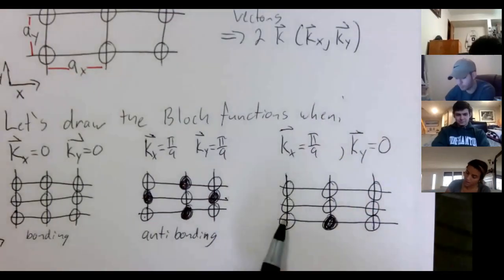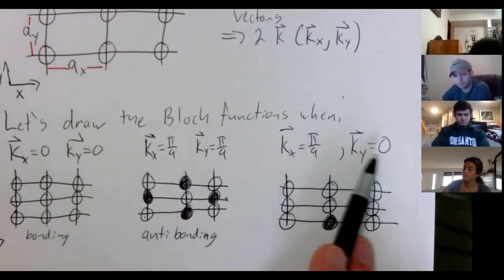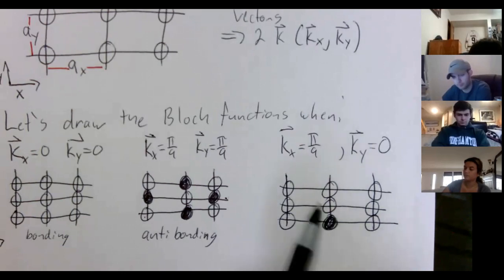What about for this direction? Is it going to be in phase or out of phase? In phase, yep, because ky is equal to 0. So across x, it should all be out of phase.